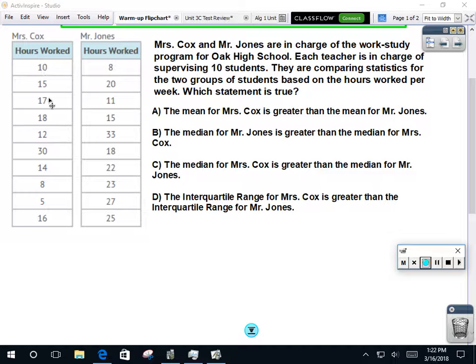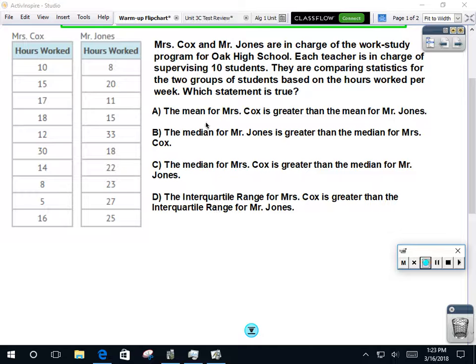These are all of the students that Ms. Cox supervises. Like student 1 works 10 hours, student 2 works 15 hours, student 3 works 17 hours, and so on. And then these are the students that Mr. Jones supervises, and their hours worked are recorded in this table. Now, each statement asks about the mean, the median, and the interquartile range.